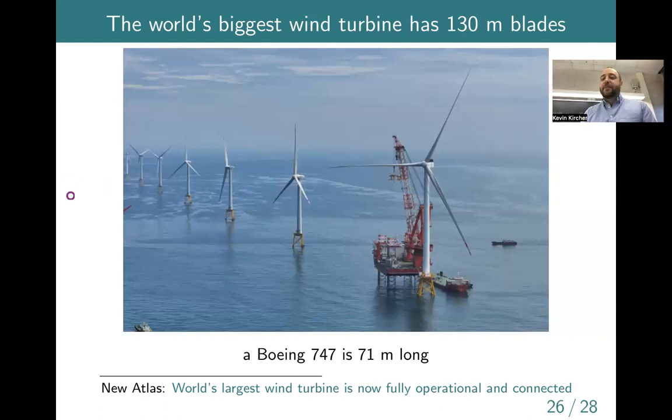Anyway, okay, so I wouldn't consider these DERs, right? This is not small stuff that we can coordinate many of. This is really a centralized power plant, I think.